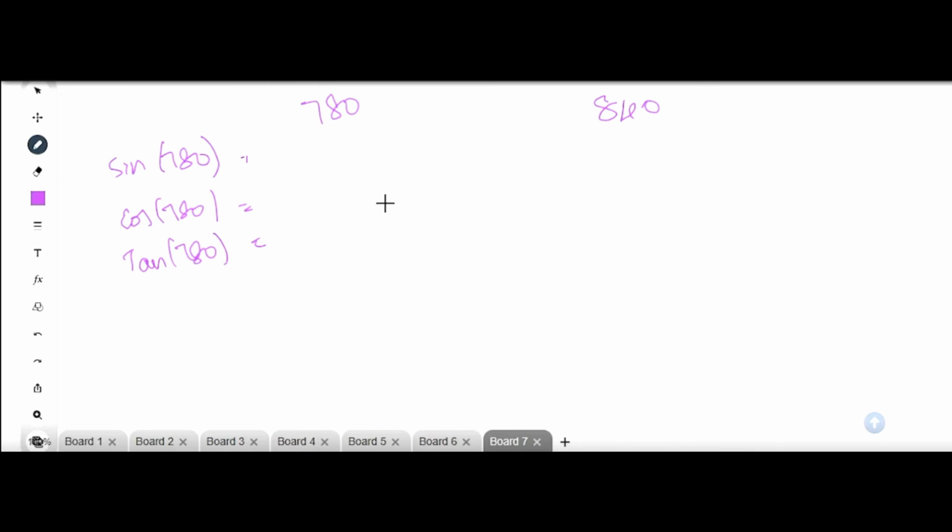Cos of 840 would be negative 1 over 2. And tangent of 840 would be negative root 3.